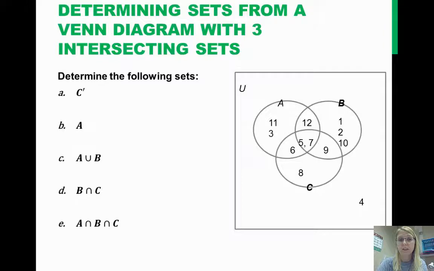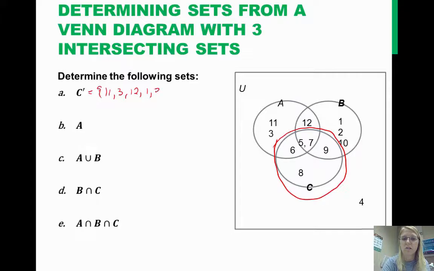Now we want to look at a Venn diagram with 3 sets, and we're wanting to figure out what is in the following sets on the side here. So first one we're going to look at is C not. What is not in C? Notice that everything that is in C is inside the circle. So anything outside of the C circle would be in this set. So that'll be 11, 3, 12, 1, 2, 10, and 4.